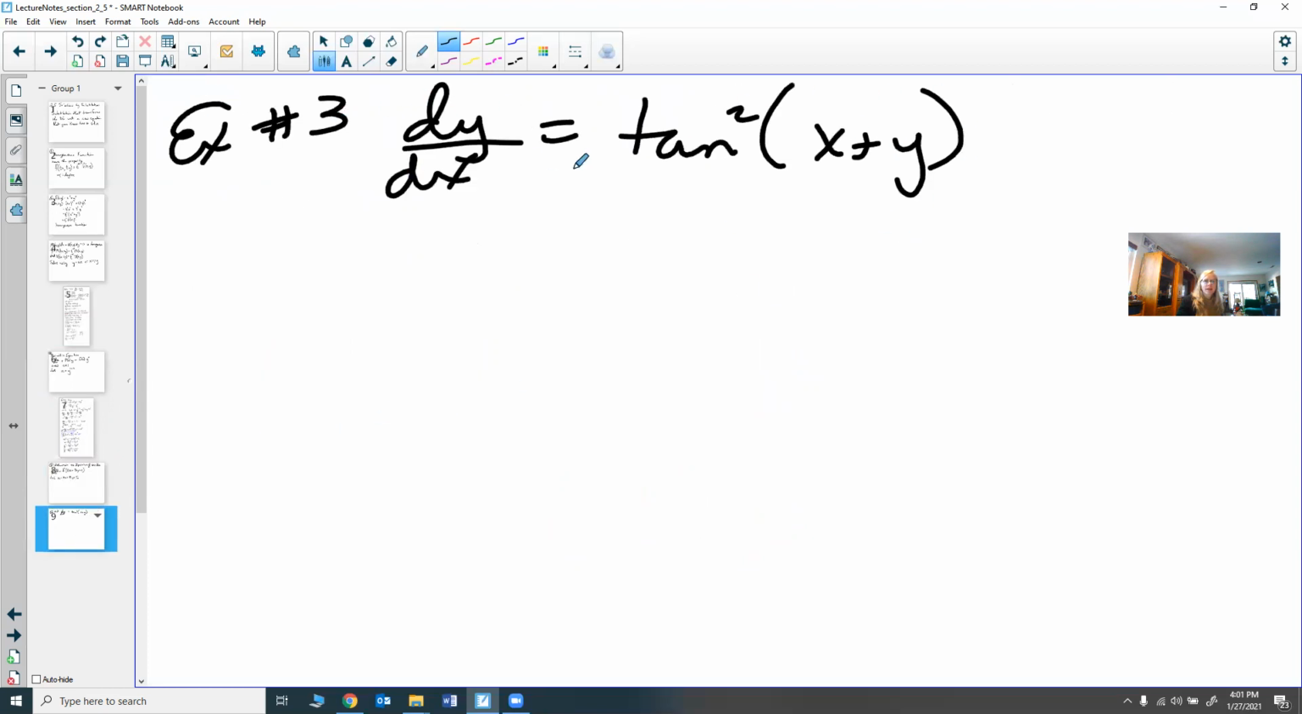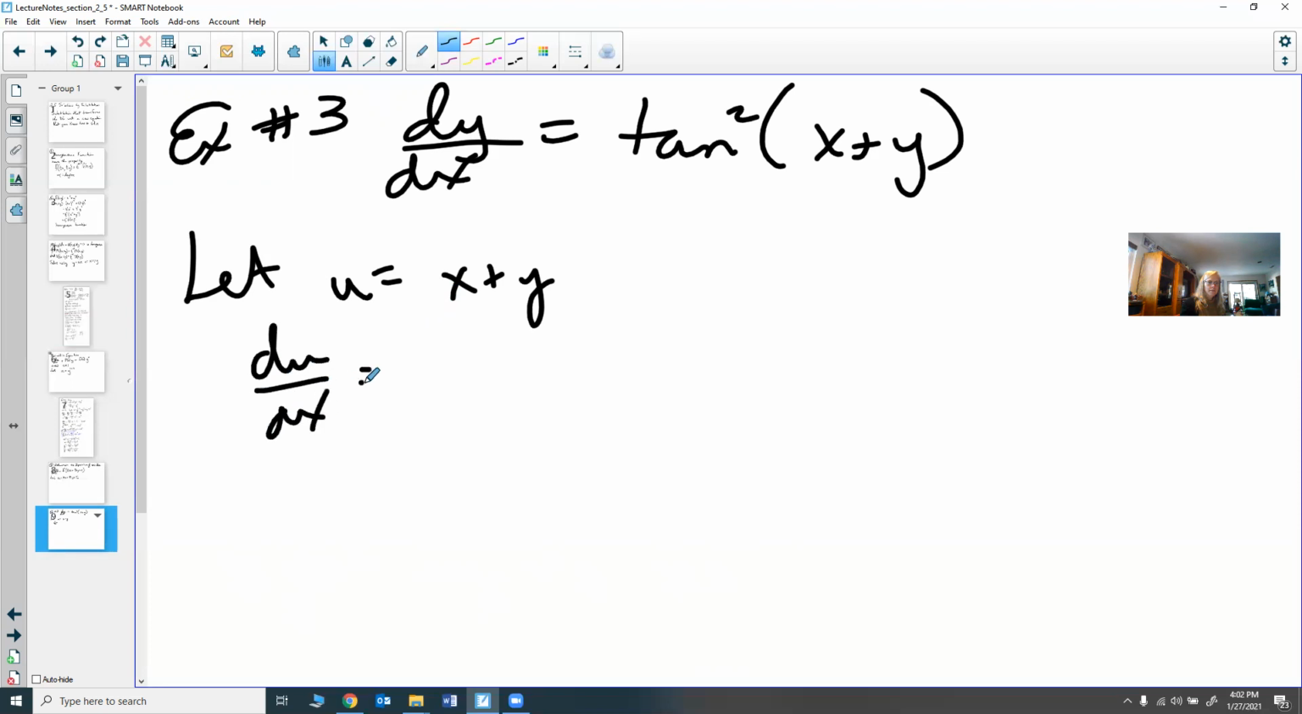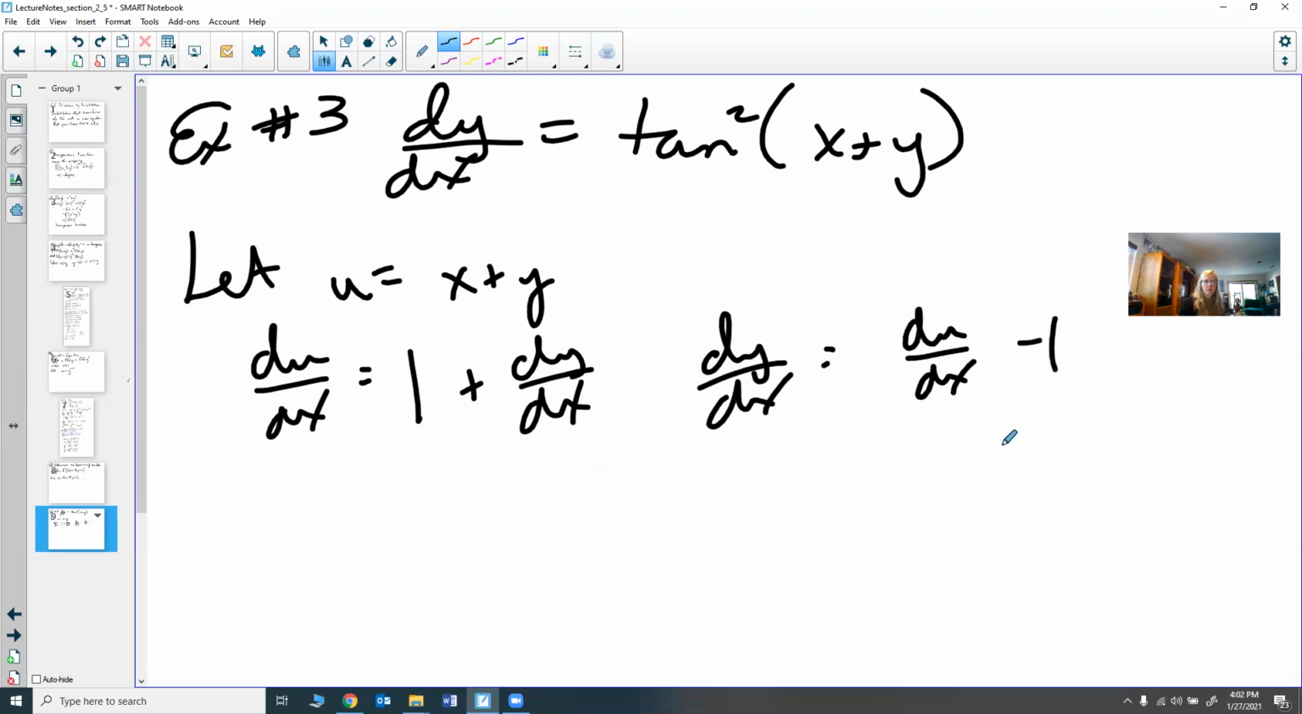So in this case, we have dy dx equals the tangent squared of x plus y. And I would like to be able to solve this in whatever fashion I can. So in this case, we're going to let u equal x plus y. And so that means du dx is, well, the derivative of x is 1, and the derivative of y is dy dx. So that means I can get the dy dx by itself. That's going to be du dx minus 1.